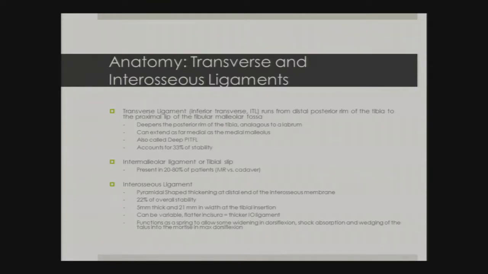So the other 2 ligaments of the syndesmosis are the inferior transverse ligament and the interosseous ligament. So the inferior transverse runs from the distal posterior rim of the tibia to the proximal lip of the fibular malleolar fossa. It's analogous to a labrum in that it deepens the posterior edge of the tibia and plafond.